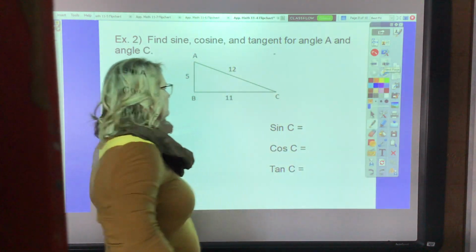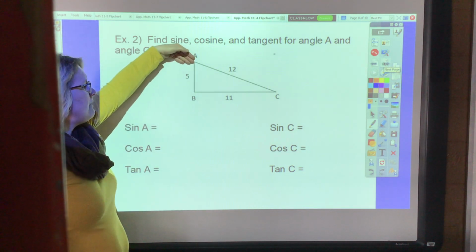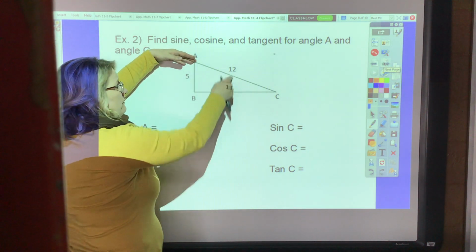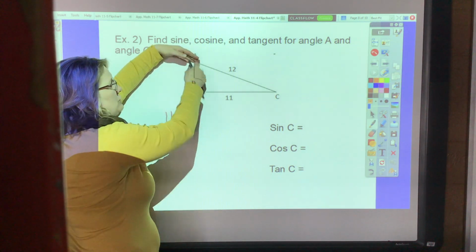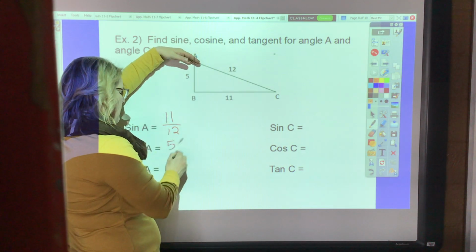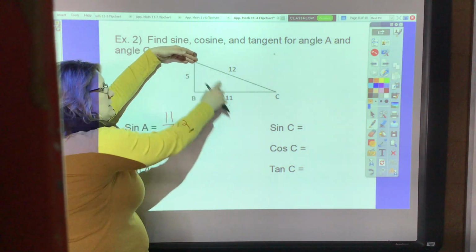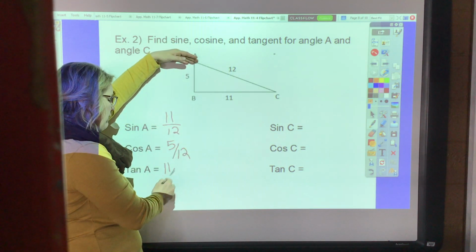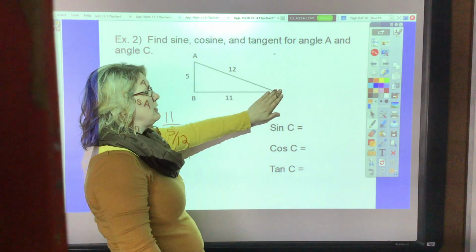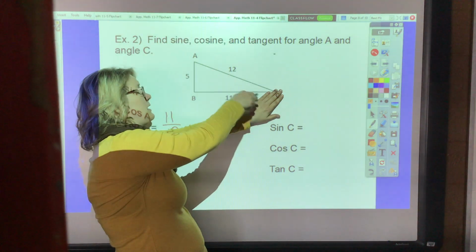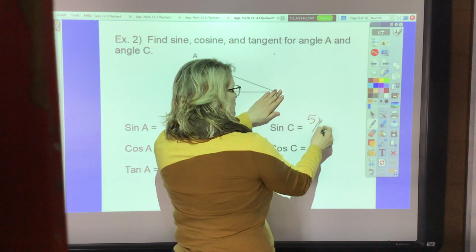Moving on. So if we come here and we look, again, I put my finger at A. Sine is going to be opposite over hypotenuse. I get 11 over 12. Cosine of A would be adjacent over hypotenuse, which would be 5 over 12. Tangent is TOA, which is opposite over adjacent, so I get 11 over 5. Now as I come here and I place my finger in a different orientation, C is right here. Sine of C is going to be opposite over hypotenuse, so now it becomes 5 over 12.